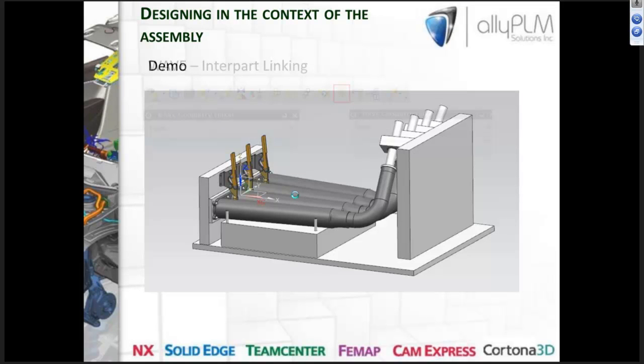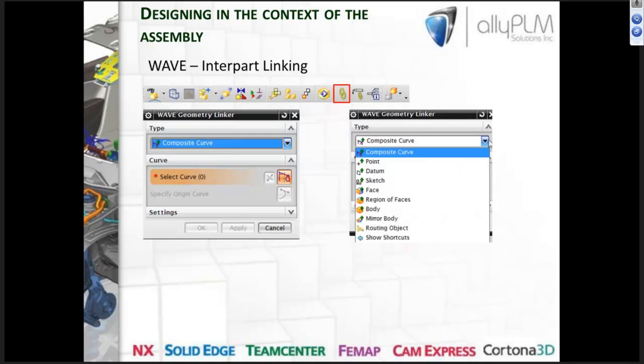Okay, so maybe we want to take that a step farther and make it associative. So you'll see that there's an item called Wave, W-A-V-E, and this is the Wave Geometry Linker. It is on the assembly toolbar. It looks like two little links together. On the right, you see the different types of geometry that we can use. So I can grab edges for curves, points, datums, just faces, bodies, region of faces, mirror body. So the different types of things to kind of filter how we grab geometry.